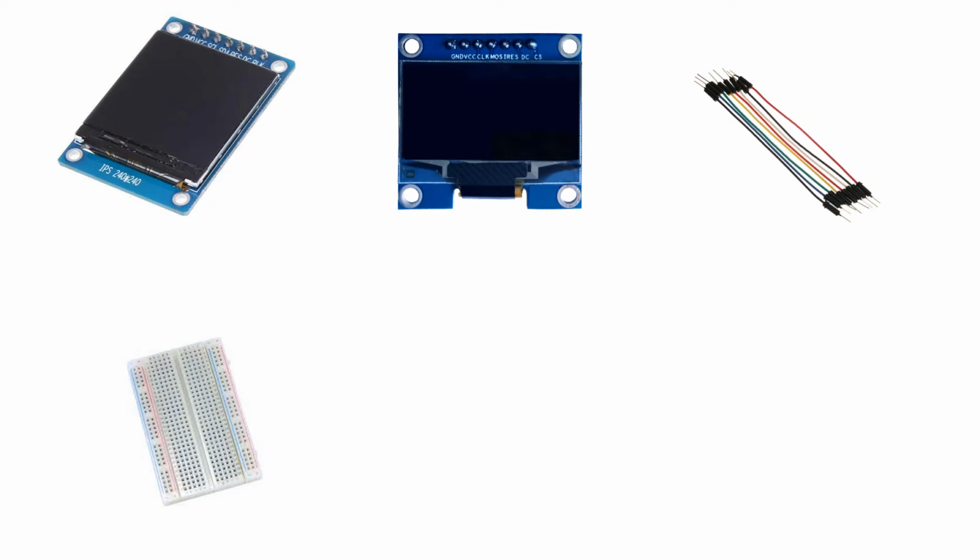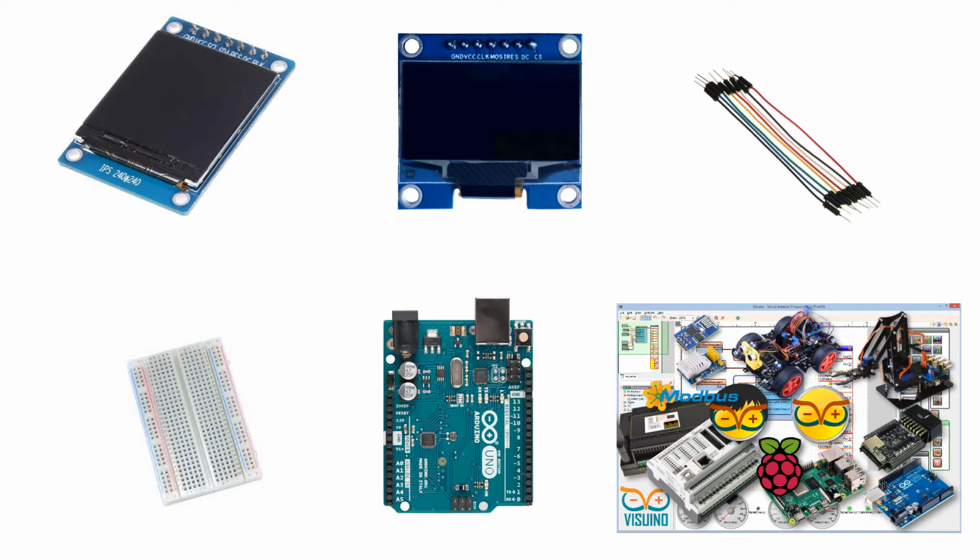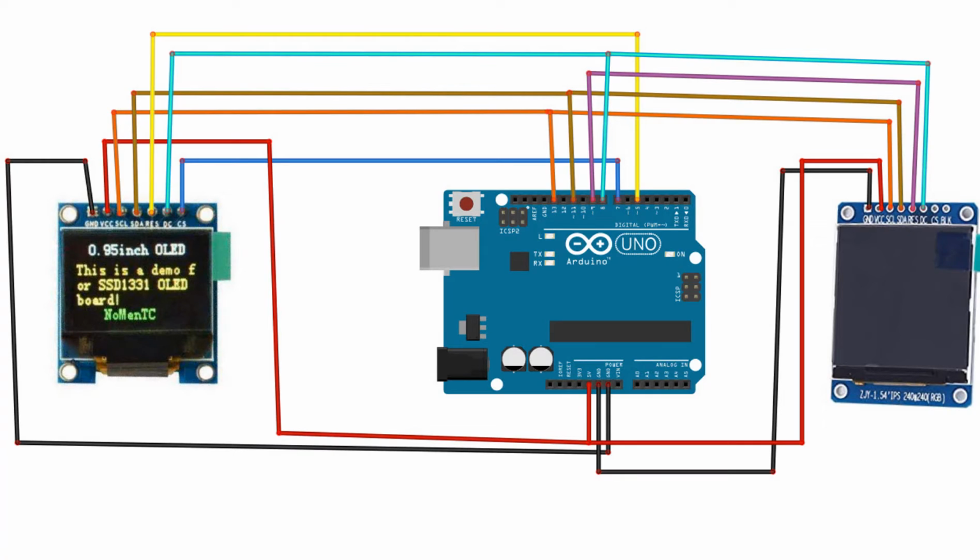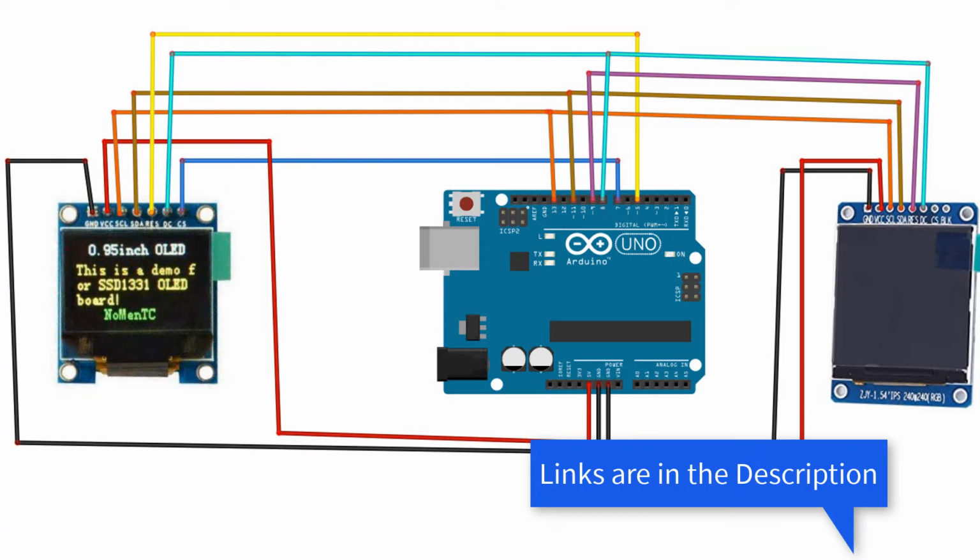For this project, you will need a ST7789 display, SSD1331 OLED display, jumper wires, breadboard, Arduino and Visuino software. Wire everything according to this schematic.